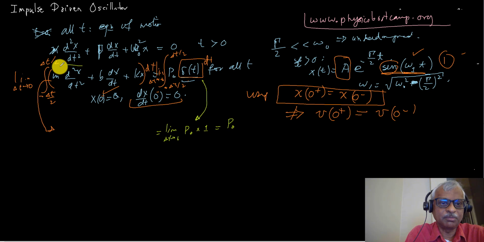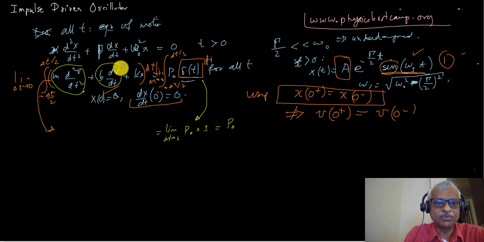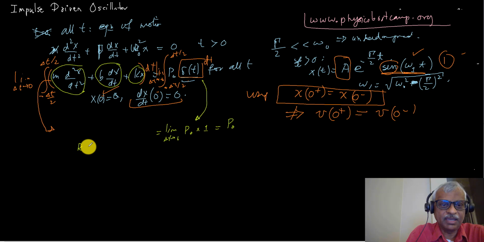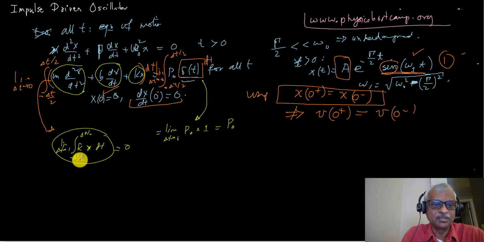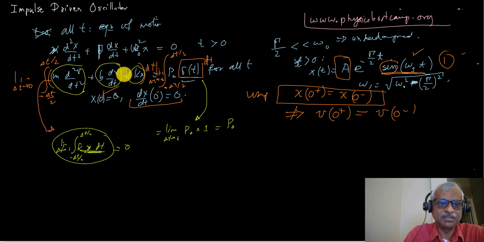Here, notice I'm going to have something from here, and something from here, and something from here. So let's look at each term at a time. So let's look at kx. So you have a kx dt, integrated from minus delta t over 2 to delta t over 2, in the limit delta t goes to 0. The k is constant, and so this will be 0 because nothing goes like a delta function here, or no integration by parts.